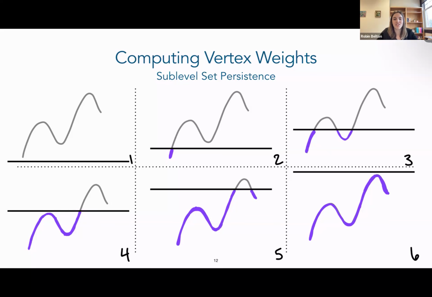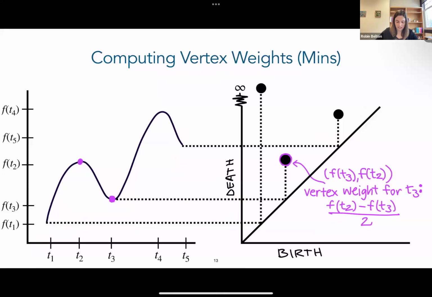And the key observation is that new connected components appear at heights of local minima, while connected components merge together or die at heights of local maxima. Right. So now we want to record this information, and we can record it in a persistence diagram where the x-axis is birth. So these are the heights at which the connected components appeared, and the y-axis is death. So these are the heights at which the connected components merge together.